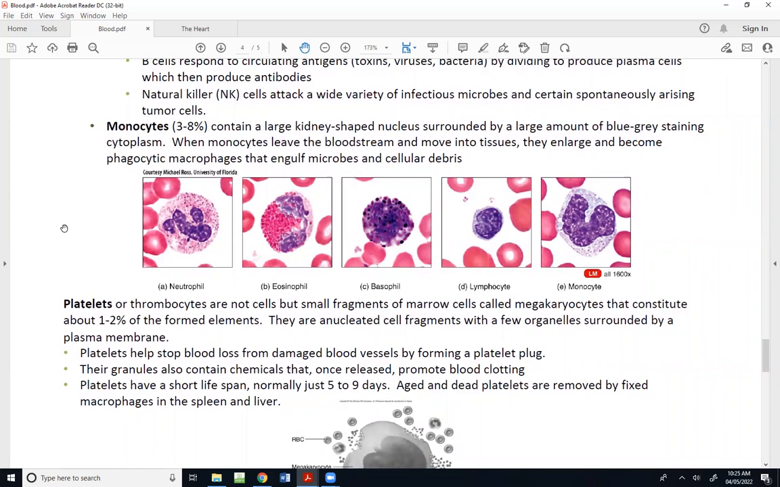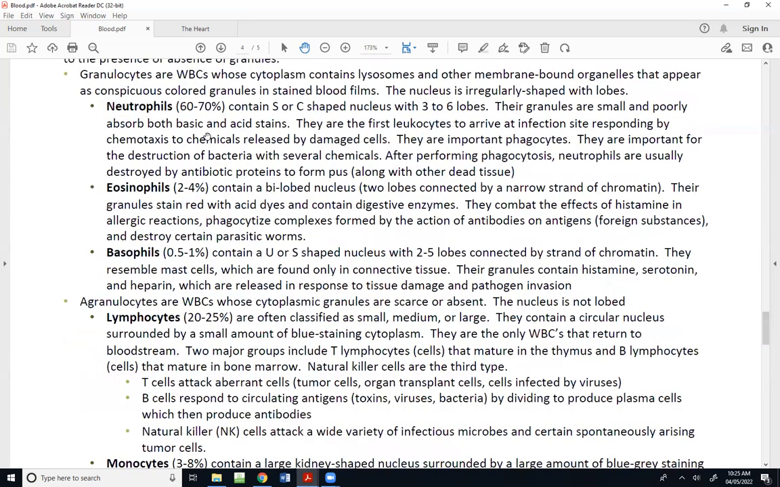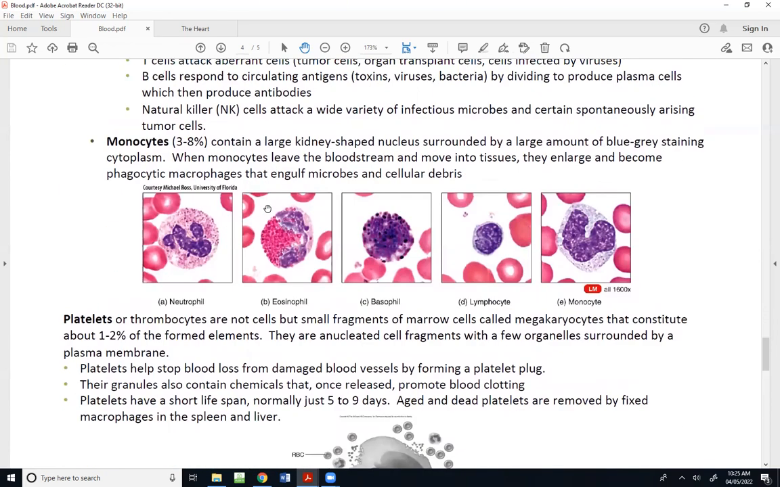All right, then you got monocytes containing a large kidney-shaped nucleus surrounding a large amount of blue-gray staining cytoplasm. When they leave the bloodstream and move into tissues, they enlarge and become what's called a macrophage. And you've heard me talk about those before. These are like the largest of our Pac-Man cells. They're phagocytic, which is just like what we saw, and I was describing with neutrophils, and that they gobble stuff up and digest them, so they can engulf microbes and cellular debris.